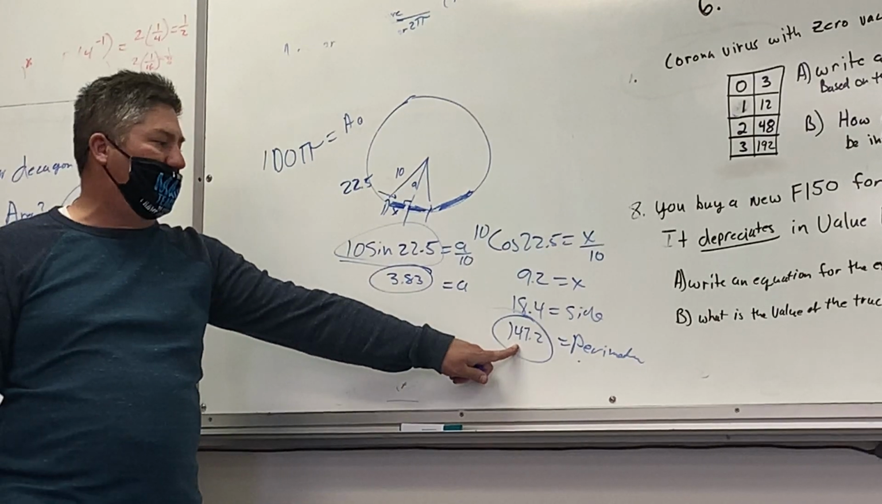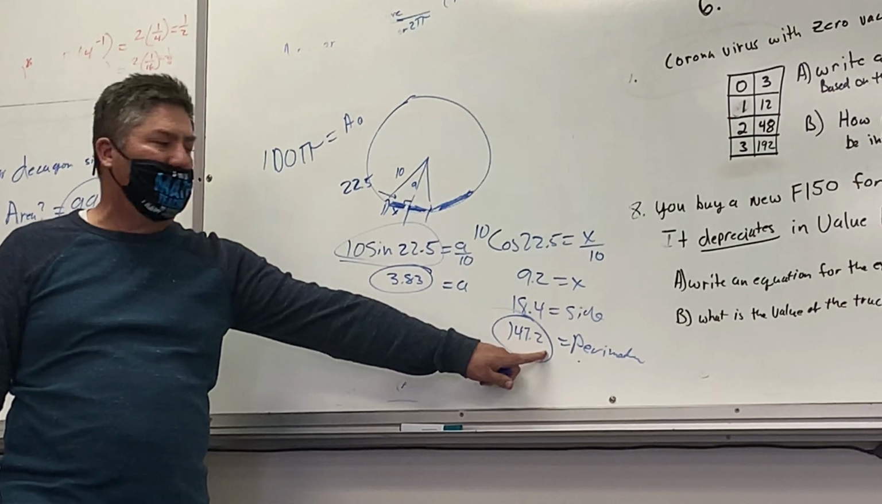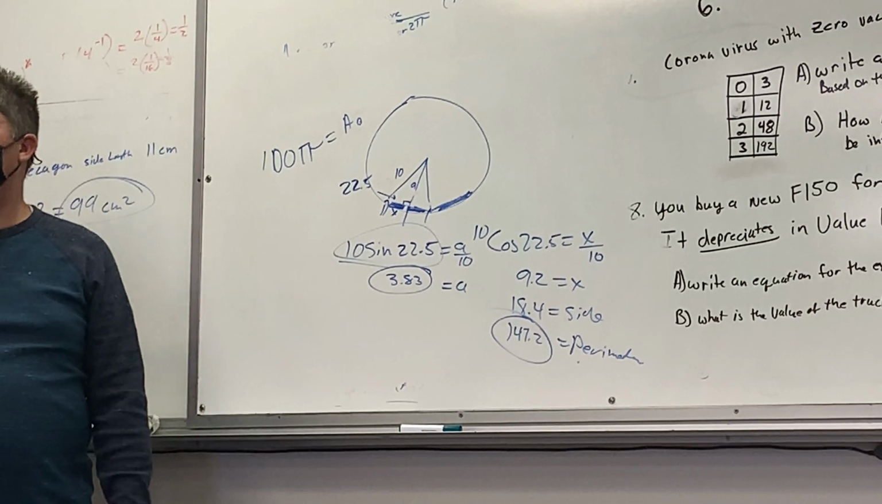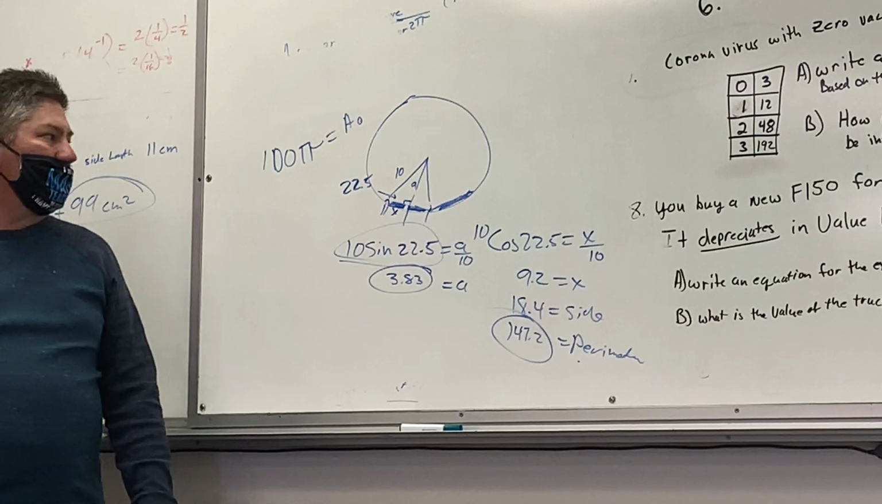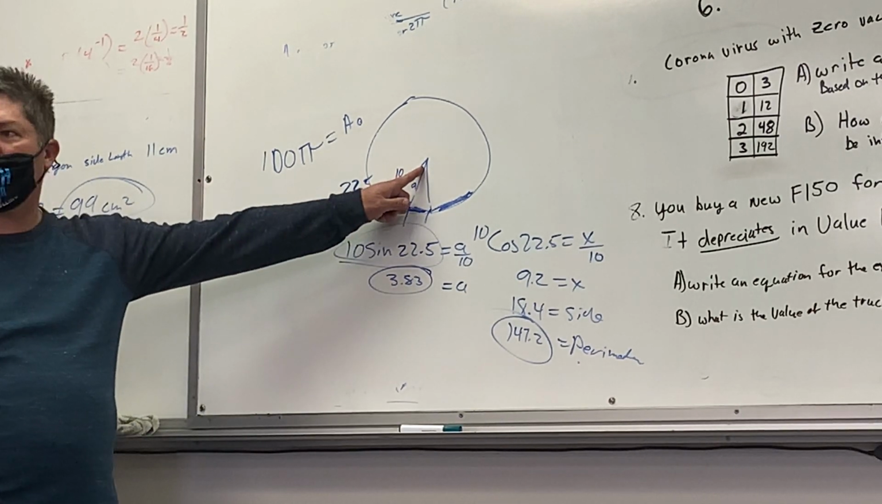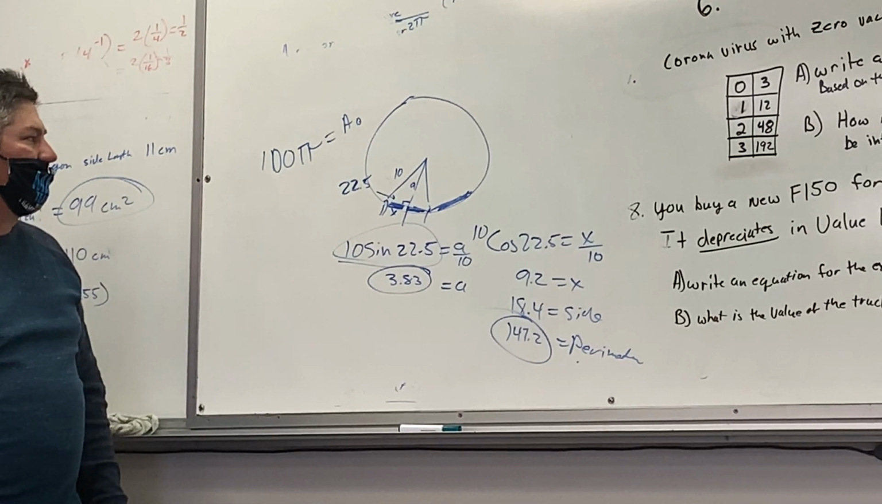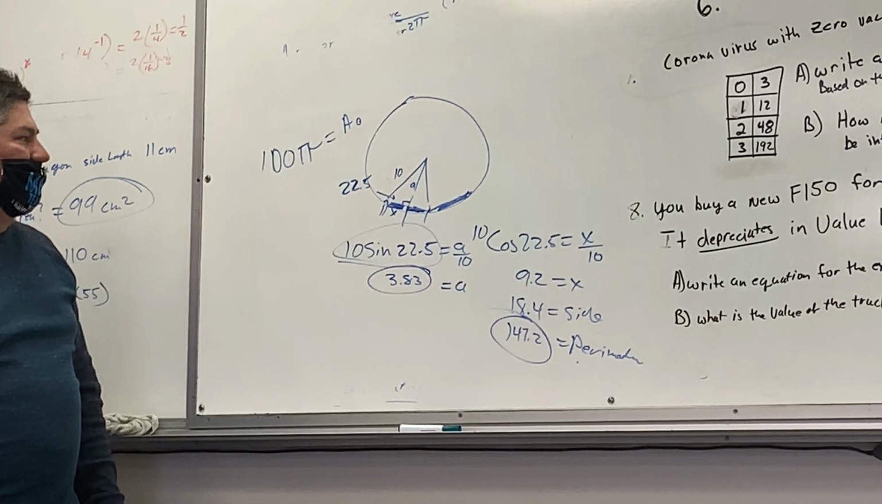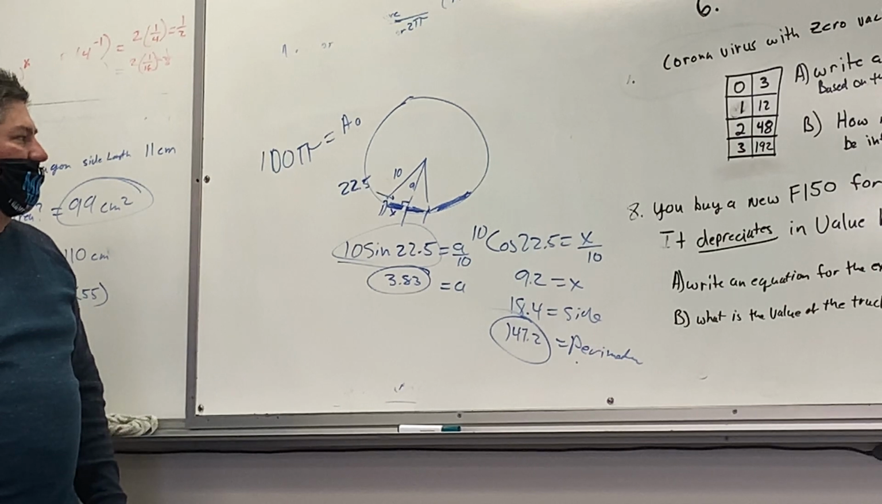3.83 times 147.2 and divide by 2. Yes. So how come that angle is 22.5 degrees? Why isn't it the top angle? This one? Yeah, why isn't that 22.5 degrees? Did I do this wrong? I don't think so. It's fine, just pretend it's right.